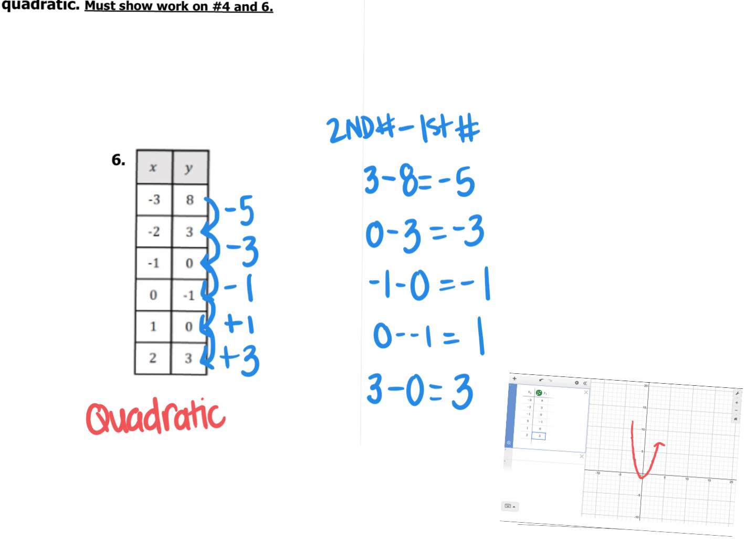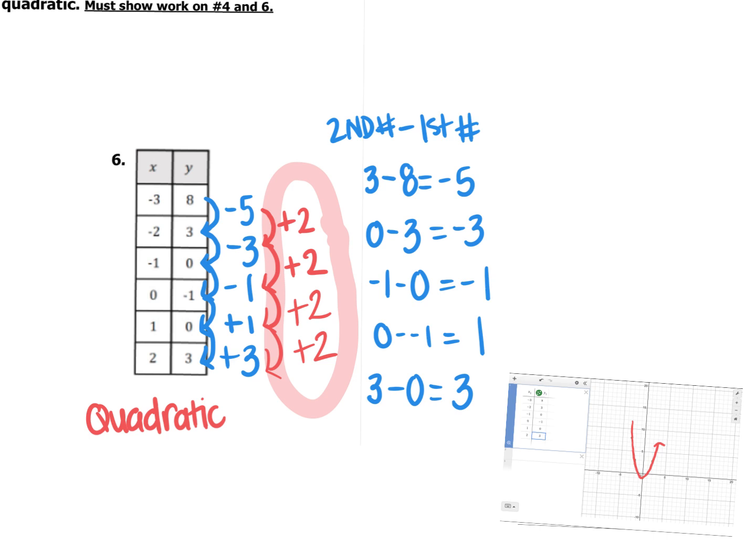So let's see what the second difference is. Well, from negative 5 to negative 3, that's going to be plus 2. Same thing. Negative 3 to negative 1 is a plus 2. From negative 1 to positive 1 is a plus 2. And from 1 to 3 is plus 2. So because this second difference is all the same, meaning the second time I added, it was all the same number, that tells me it's quadratic.